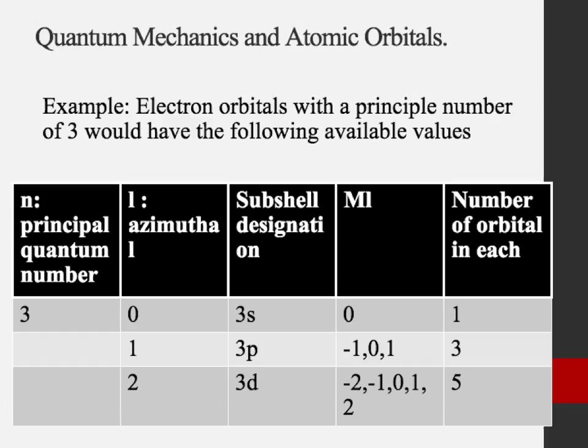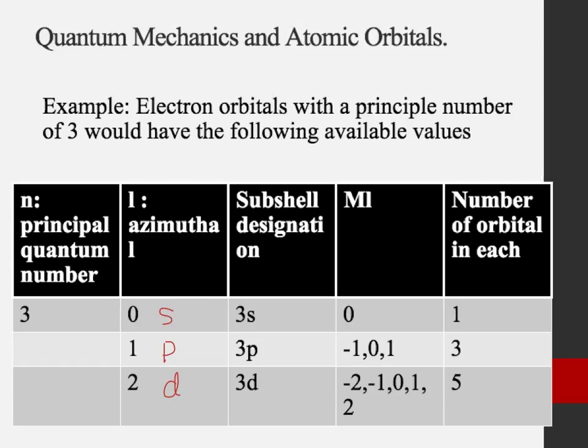Remember, L cannot be greater than n minus 1. So if 3 is n, then our greatest L can be 2. But it could be 0, 1, or 2. And that refers to, just so you know, the S, the P, and the D sublevels. My M sub L then refers to my orbital.